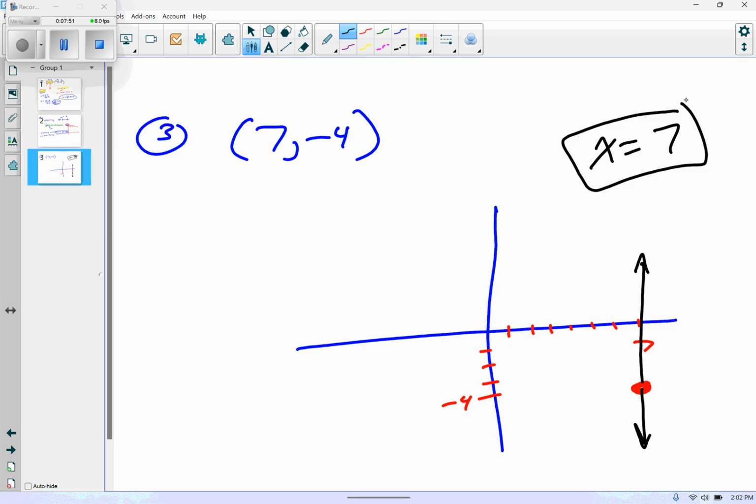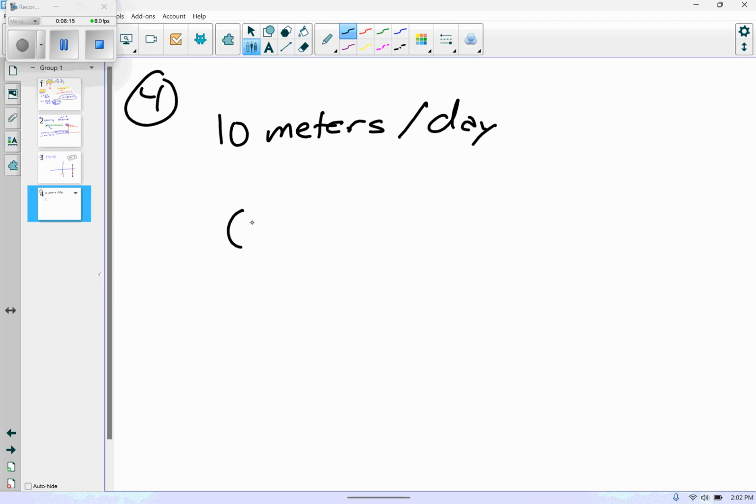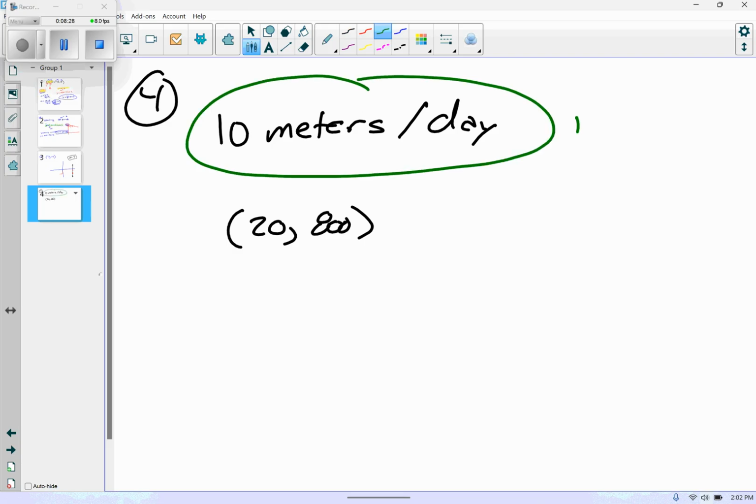Cool? All right. So let's take a look at this next problem, see how we can take care of it. Let's see what we can decipher on this. Everyone find this on the page? All right. So this person wants to do 10 meters per day. So this is number 4, right? And then it says on day 20, she did 800 meters. Now we're just trying to figure out what equation to go through. All right, so I think this is definitely a slope.